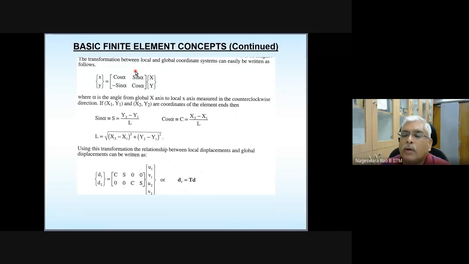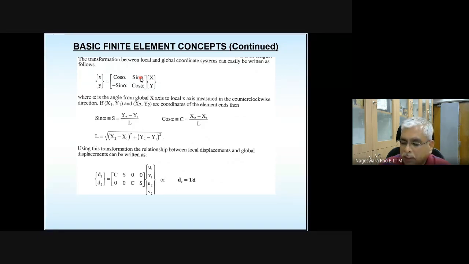When we go to 3D trusses, we'll see this again, or you can make a note here. This cos alpha is nothing but the cosine of the angle between the local x-axis and the global x-axis. Make a note of it. And this is nothing but the cosine of the angle between the local x-axis and the global y-axis.